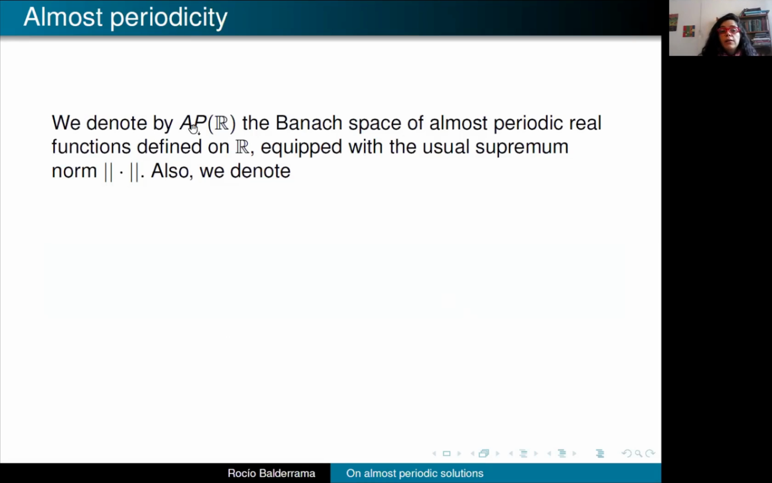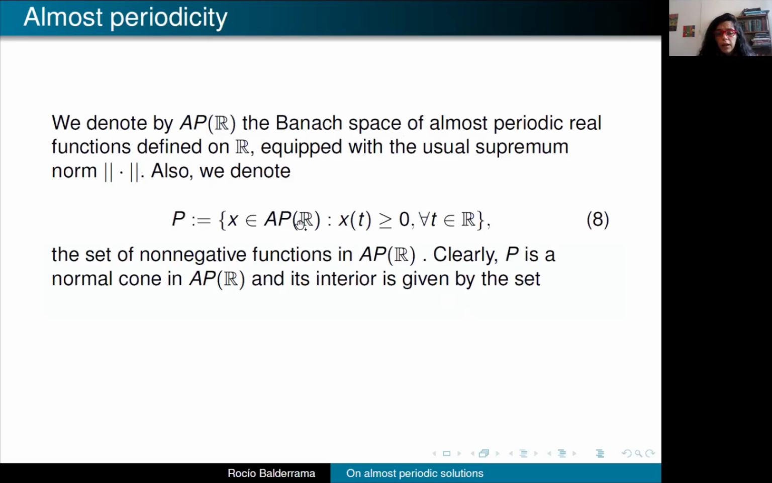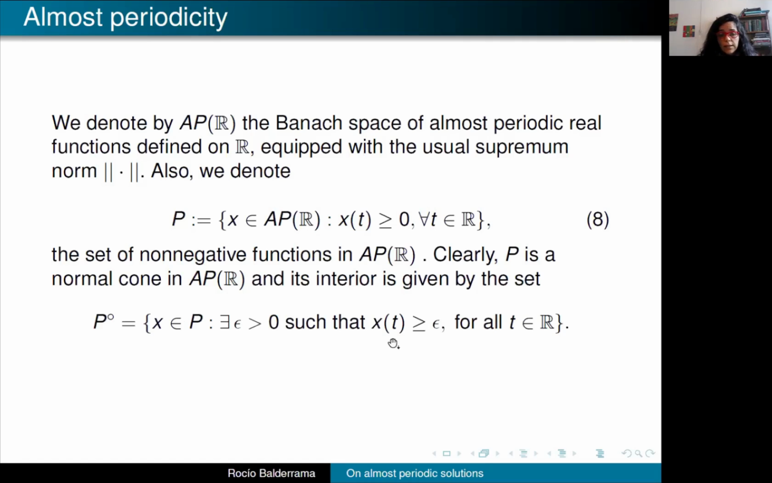we denote by AP(R) the Banach space of almost periodic real functions with the usual norm, and P is this set of non-negative functions, and P is a normal cone in the almost periodic space, and its interior is given by this set: a function is in the interior of P if there exists an epsilon such that this inequation is satisfied.